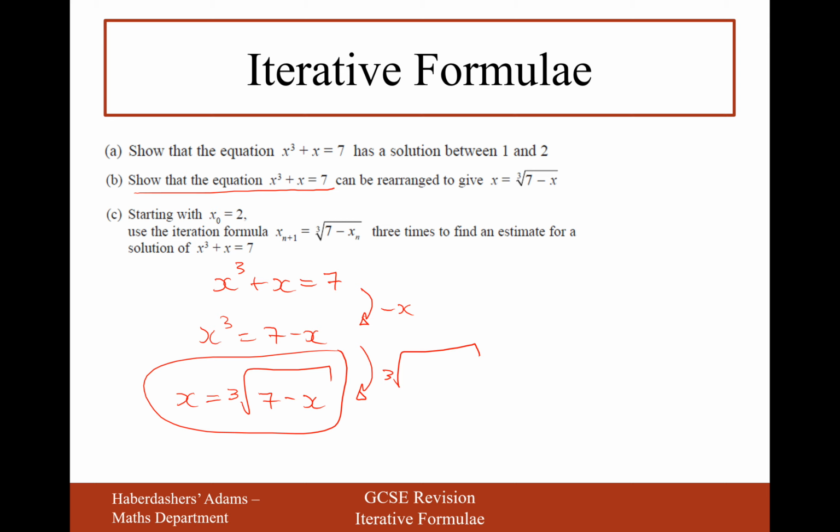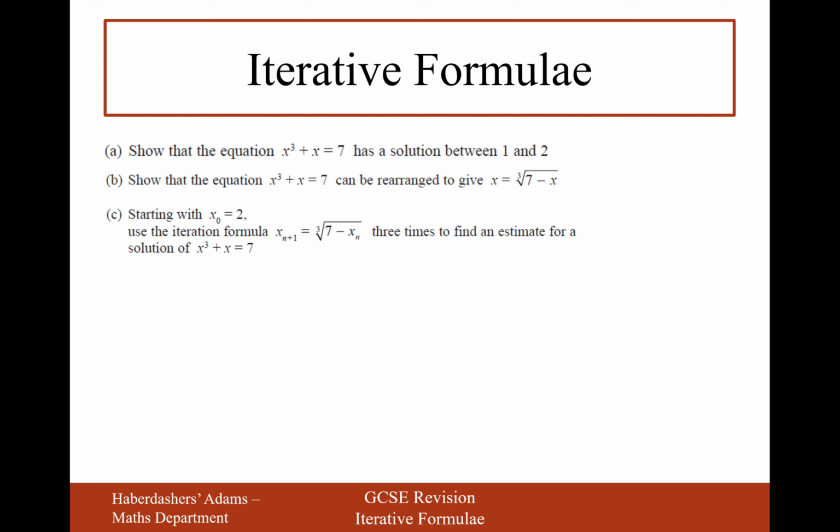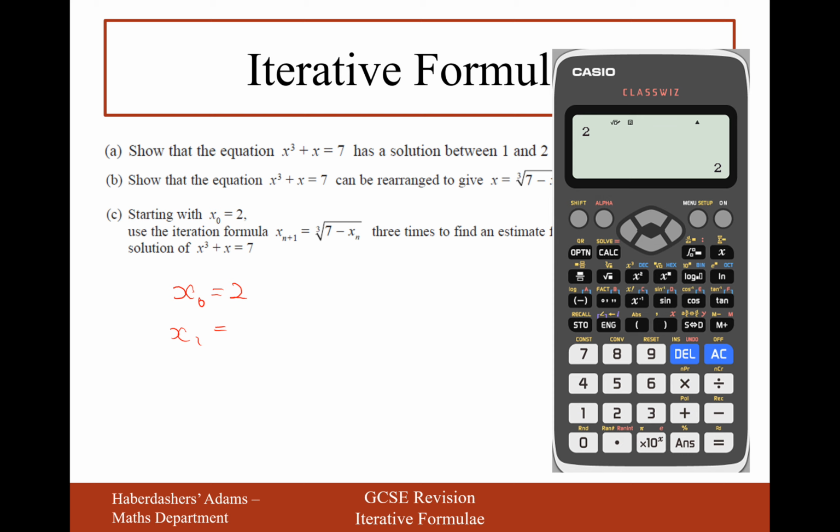Now actually, if you can't do part B, you could still have a go at part C. So starting with x0 equals 2, that means we're going to start our sequence at the number 2, and use the iterative formula of this expression here. You don't need to have rearranged it to have a go at part C. Do it 3 times to find an estimate for the solution of this equation here. So what we need to do is put 2 into the calculator and then type out the iterative formula.